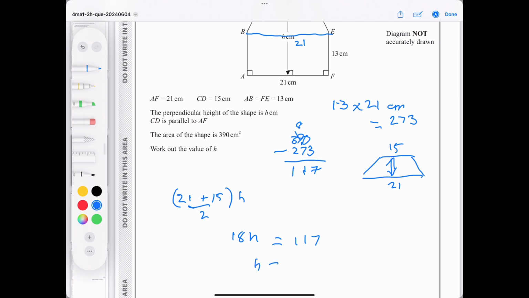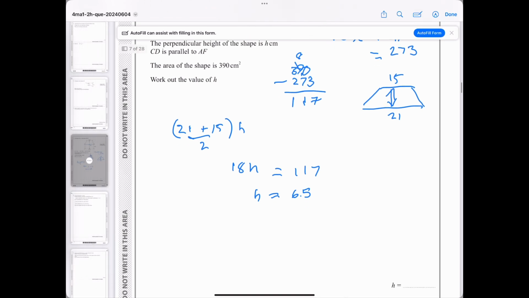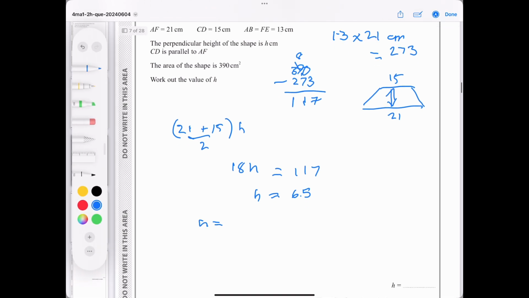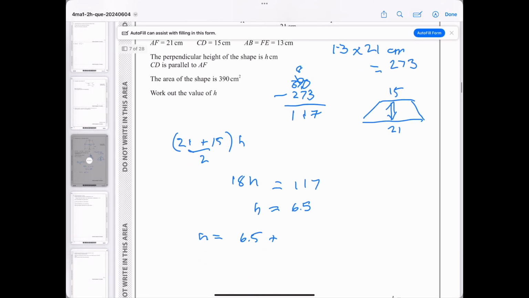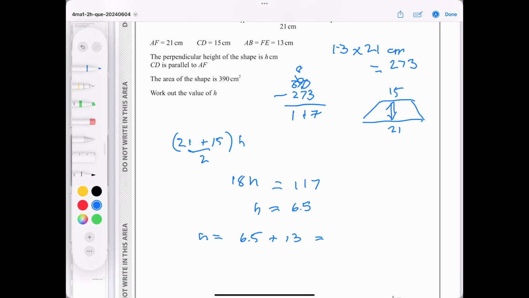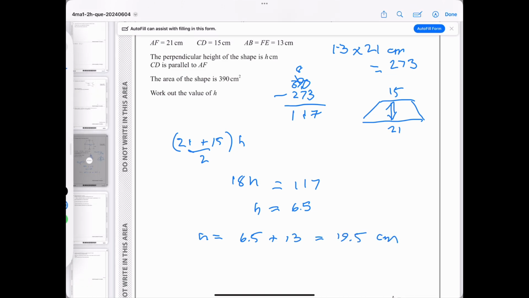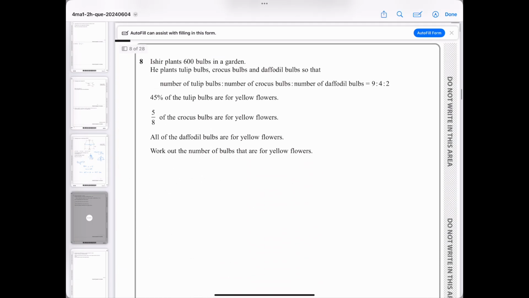So H equals 6.5. Now, H really equals the whole of H. So H actually equals 6.5 plus the difference between those, 13. So that equals 19.5 centimetres. There you go.